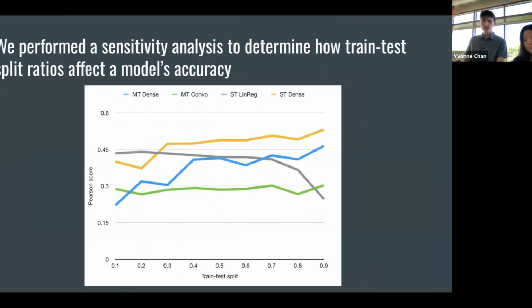So we performed a statistical test called sensitivity analysis to determine how train-test split ratios affect the model's accuracy. On the right side, you see that a greater proportion of the data was put into training than into testing. So on the right side, we were really uncertain about how reliable the reported Pearson scores are. But on the left side, there was a lot less testing and a lot more training. So we're really certain about those, but as you can see, the accuracy was worse for multi-target dense and single target dense. But for the multi-target convolutional, we can see that its performance stayed very still, which indicates that we probably need a lot more data.